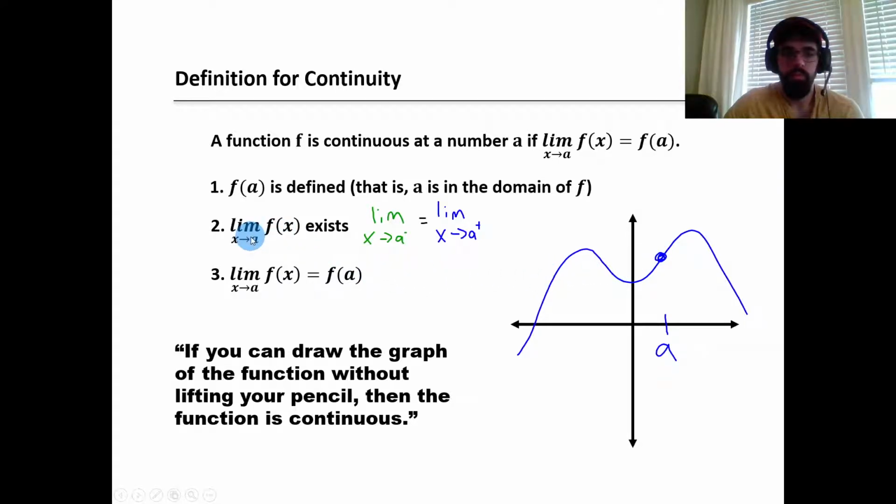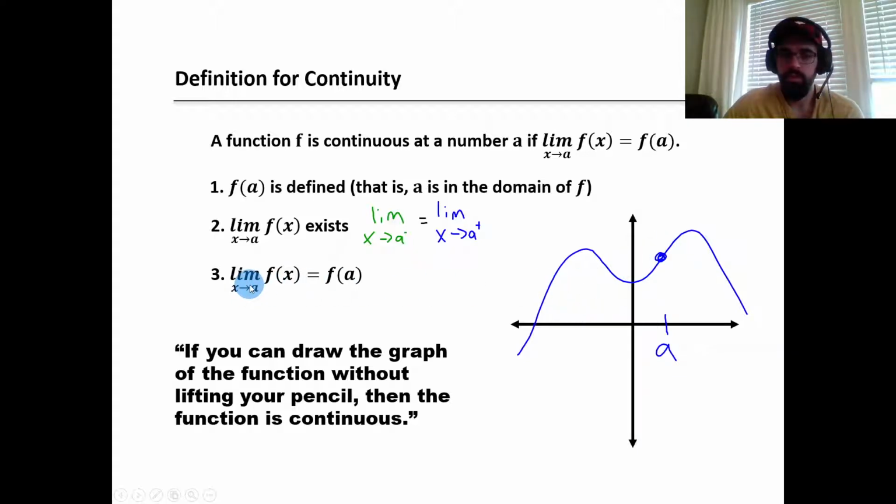Two, we need to know that the limit as x approaches a does exist. What that means is the limit as x approaches a from the left is equal to the limit as x approaches a from the right. So on this graph, as x approaches a from the left, we're going up to the same point as we approach a from the right goes down to the same point. So we have the same limits.